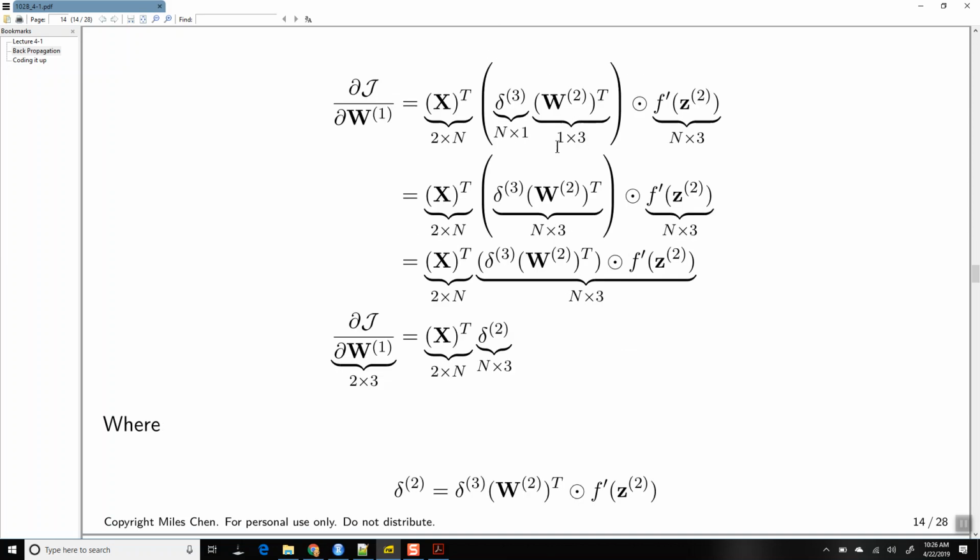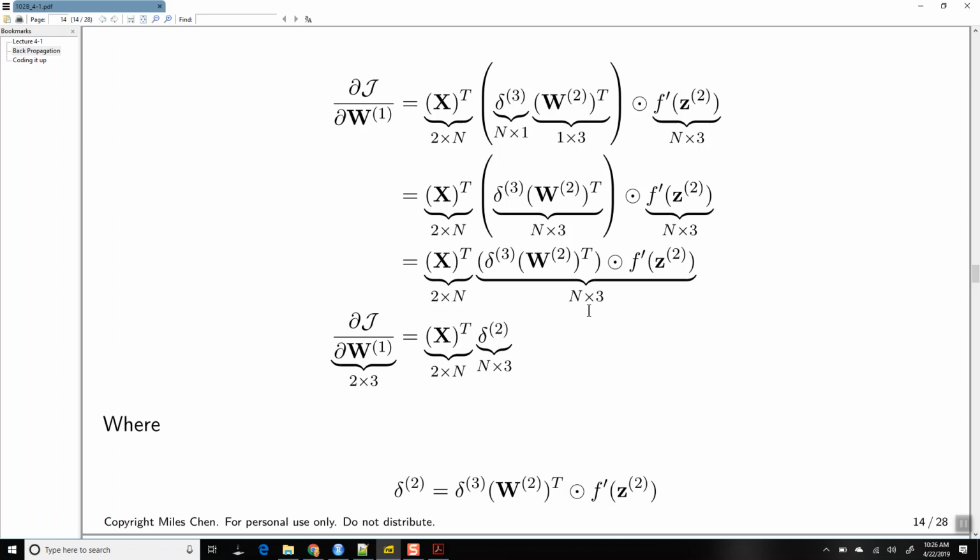And then so just kind of combining these things together, n by 1 times a 1 by 3 is going to end up n by 3. And then, so now I have an n by 3 matrix and an n by 3 matrix, and I can do element-wise multiplication to preserve this as an n by 3 matrix, okay?